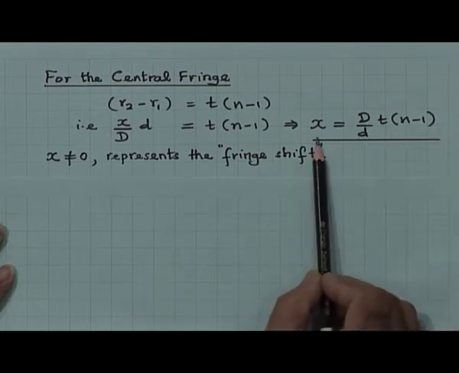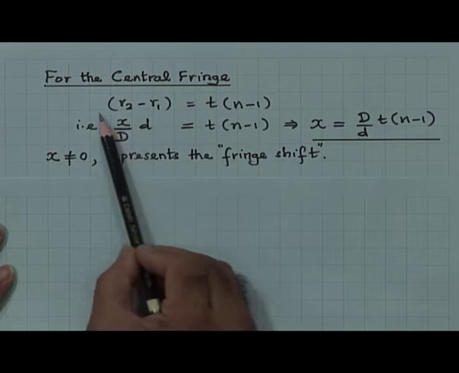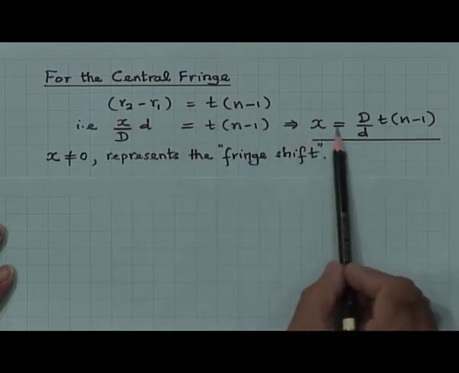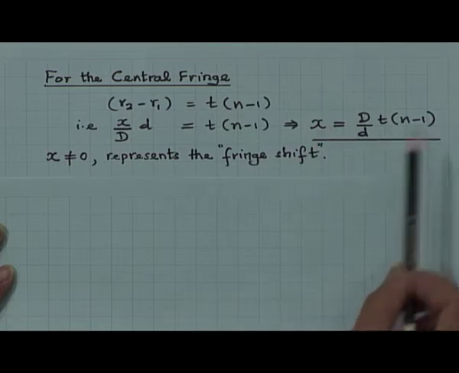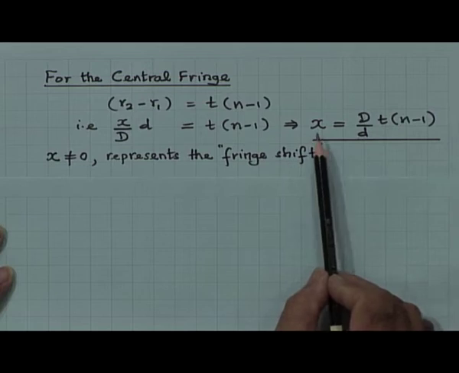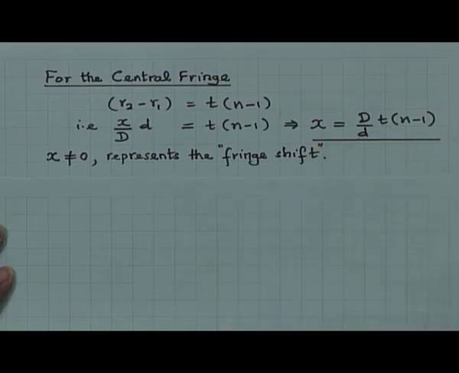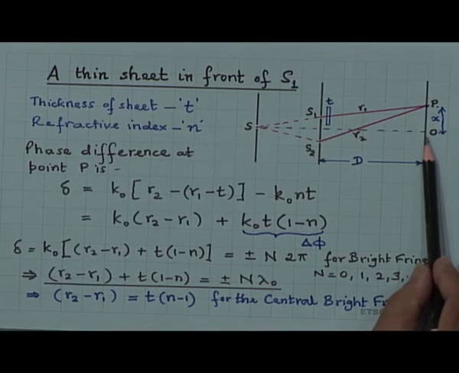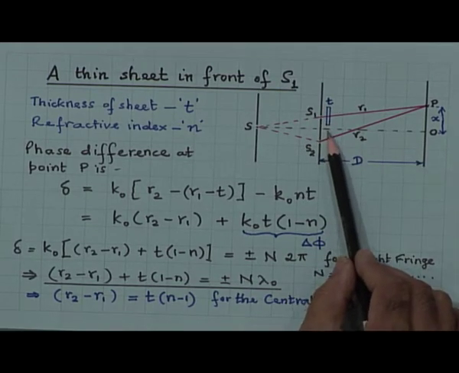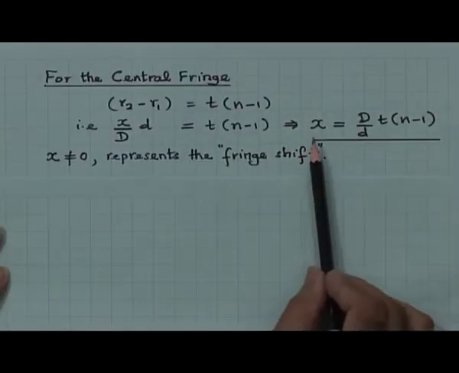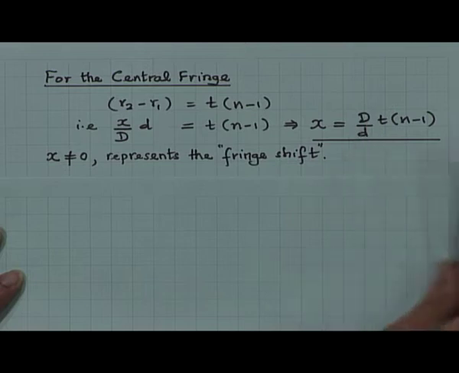So, this x is the position, because this is the condition for the central fringe, and therefore, this x is the position where the central fringe will appear. If the sheet were not there, x would have been 0 and the central fringe would have appeared at the point O here. But because of the introduction of the sheet, the central fringe would now appear at a point such that x is equal to D by d into t times (n minus 1).